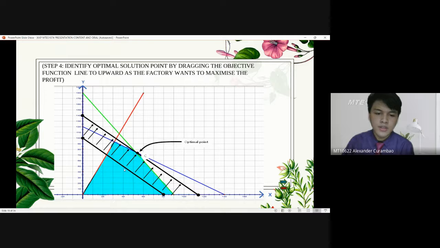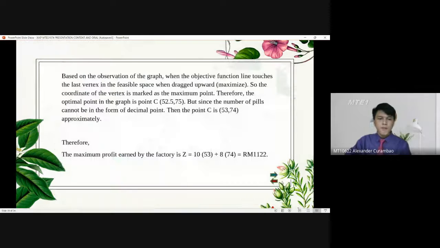Okay, after the last vertex here, the last vertex is represented as the optimal point. The optimal point is the point where we will get the maximum profit. Based on the observation of the graph, when the objective function line touches the last vertex in the visible space when dragged upward, the coordinate of the vertex is marked as the maximum point. Therefore, the optimal point in the graph is point C, 52.75.